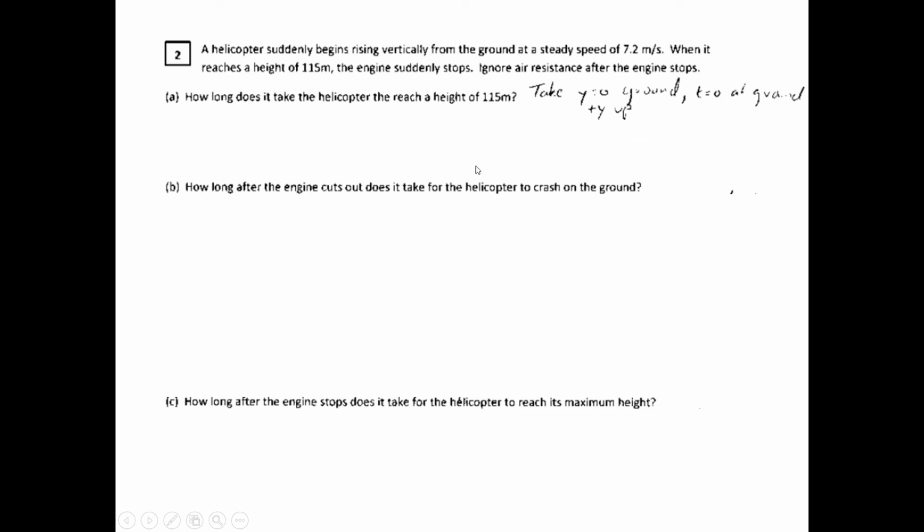Now in this first period that we're talking about here, ay is 0. Let's also take t equals 0 to be when it leaves the ground at that constant speed. And in this case, I didn't say it on here, but it seems to make sense because we're asked about how long it takes in time to reach that 115 meters. The final time will be defined by when it reaches a height of 115 meters.